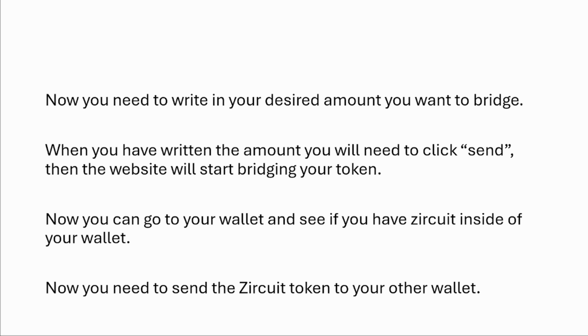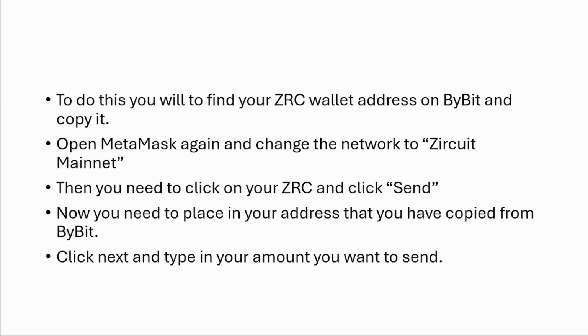Now you can go to your wallet on MetaMask and see if you have ZIRCUIT inside of your wallet. When you can see you have ZIRCUIT inside your wallet, you'll need to send the ZIRCUIT token to your other wallet, which can be ByBit, Binance, Coinbase, etc. To do this, you'll find your ZRC wallet address on the specific exchange or wallet you have. For this example, I'm just going to use ByBit and copy it.